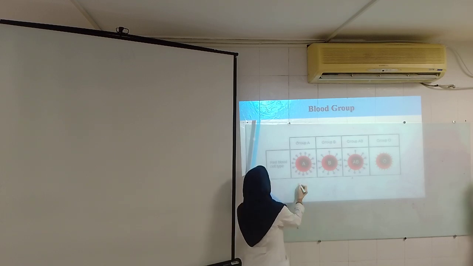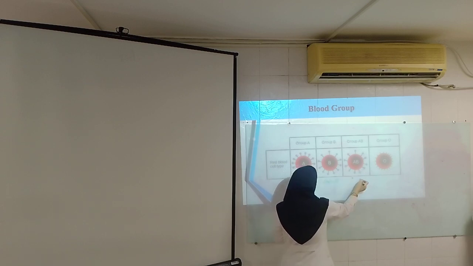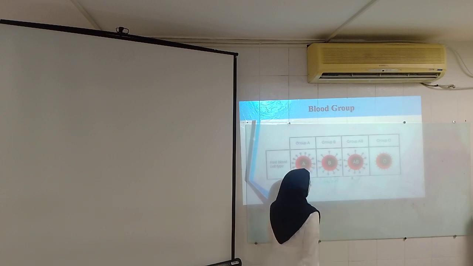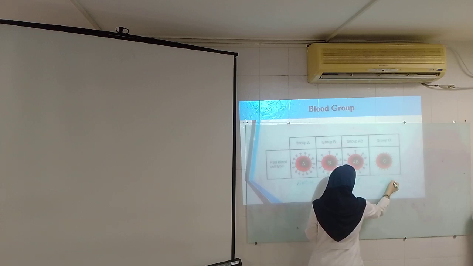When we have antigen A, we have anti-B. When we are B, anti-A in our plasma. When we are AB, we don't have any antibody. And when we are O, because we don't have any antigens, we have both anti-A and anti-B.